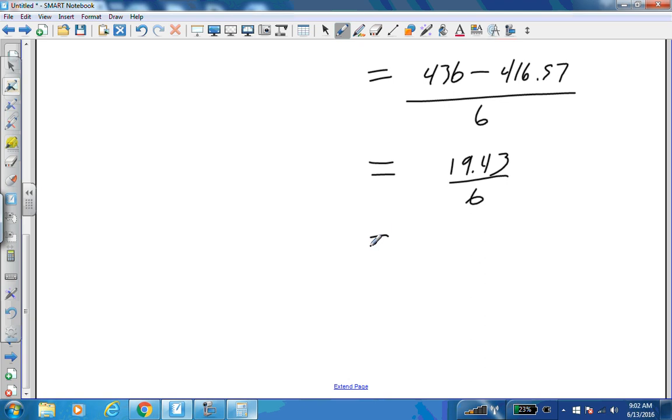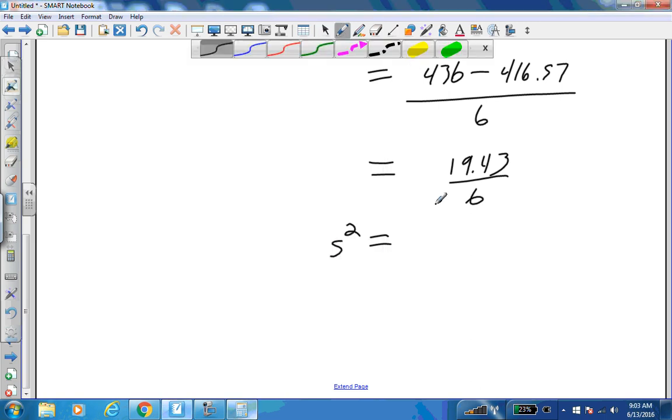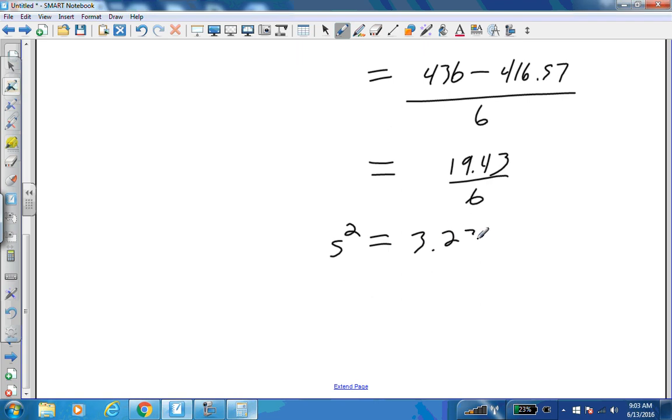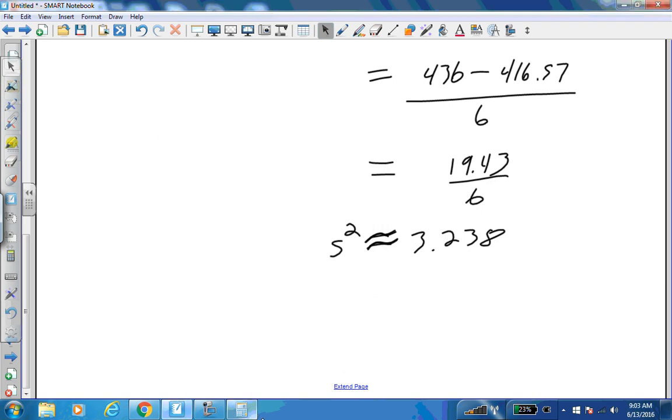That's going to be divided by 6. I'm actually going to leave all those decimals in my calculator, and then when I divide by 6, I get 3.238, etc. So that's the variance. And I guess if we're accurate, we would put squiggly lines to say that it's approximately that, because it's not exactly 3.238. We had to round. So that's our variance.